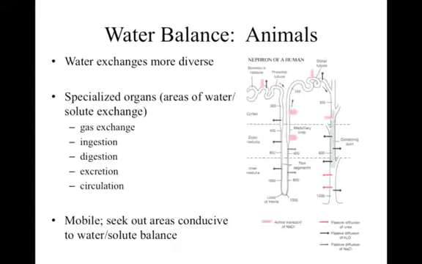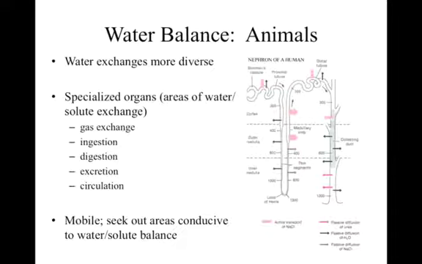All right. Water balance isn't just a problem for microorganisms and plants. Water balance is, of course, a problem for animals as well. And actually, water exchanges in animals are very diverse. Animals sometimes have organs or areas that are specialized for water and solute exchange. This can be in areas where they have gas exchange. It can also be in areas where they have ingestion or digestion, excretion or circulation. All of these different systems can act as locations where you deal with your water and solute balance.